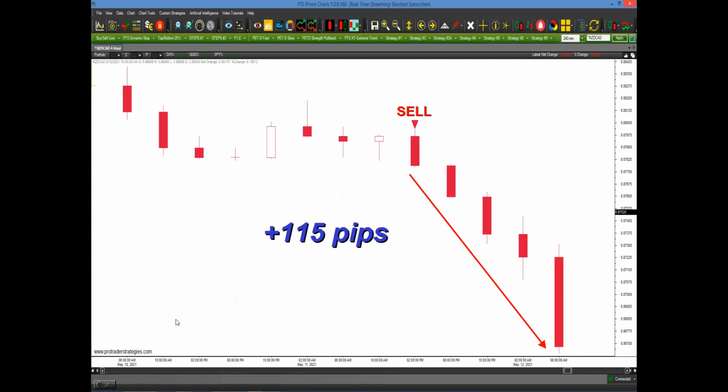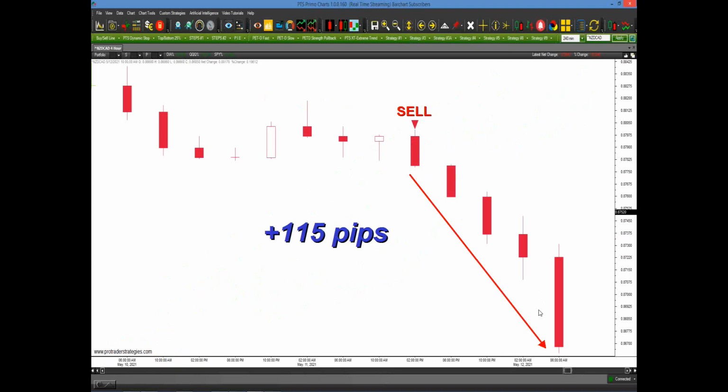Now, here's a 4-hour chart of NZD CAD. That's a New Zealand Canadian dollar, okay? A 4-hour chart. Here's a strategy number 5 sell signal, colored red by the PET D, 115 pips in 1 day. That's over $1,000 per unit in 1 day.